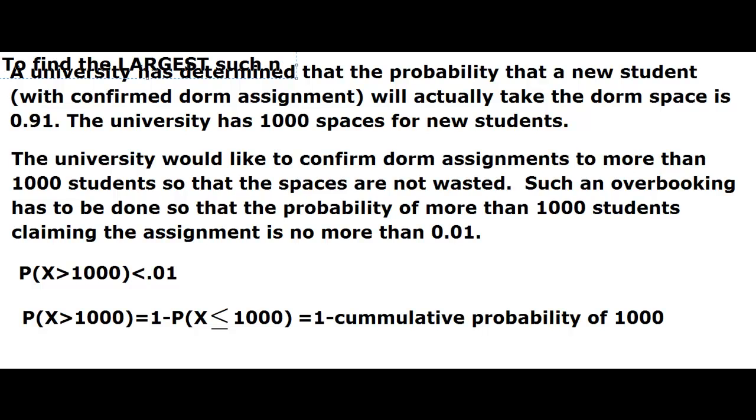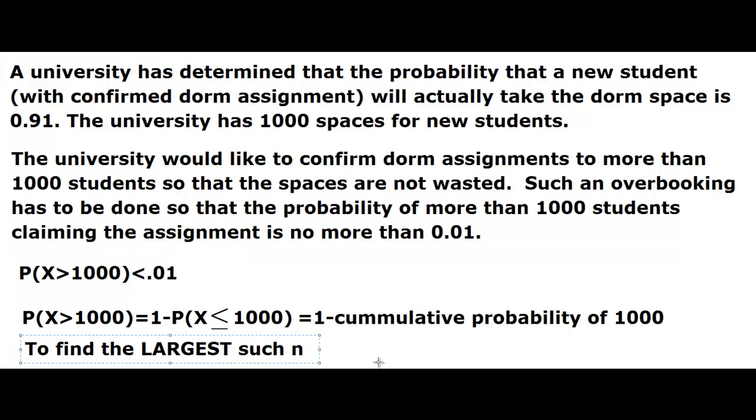So what we want here is to find the largest possible n to fit this scenario for our binomial model. In other words, we want to see how many students, of course a number larger than 1000, we can confirm the assignments to, so that the probability of having an undesirable situation is no more than 0.01.